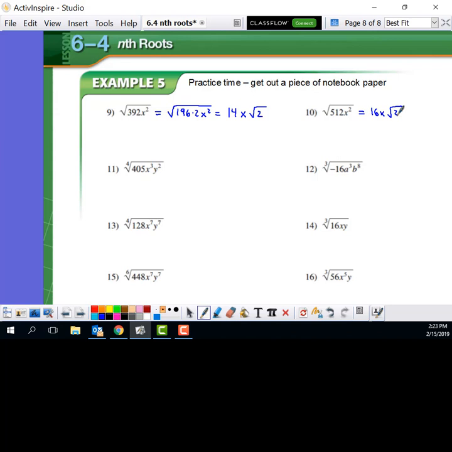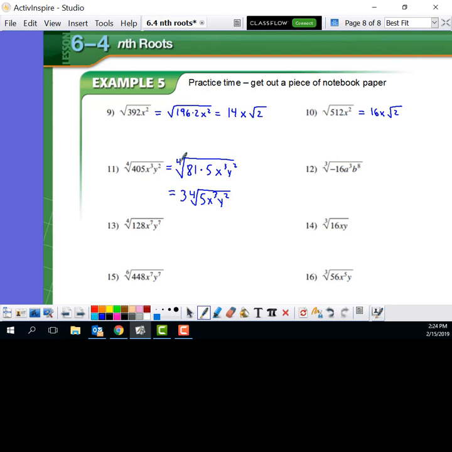Okay, number 11, we've got the fourth root. So we're looking for numbers to the fourth power. So I found 81 times 5. Let me clean that up a little bit. 81 times 5 times x to the 3rd y squared. And the 81 comes out as a 3. And that's actually all that comes out. So there's nothing else. The 5 stays forever. X to the 3rd y squared, there's nothing you can do there because these exponents are less than the index. So there's nothing to do on that part.